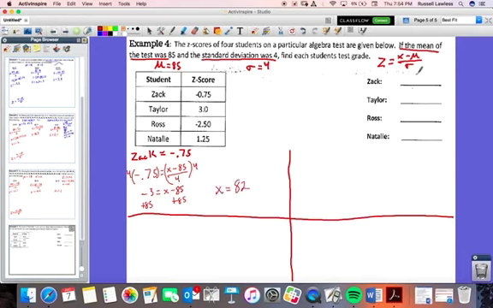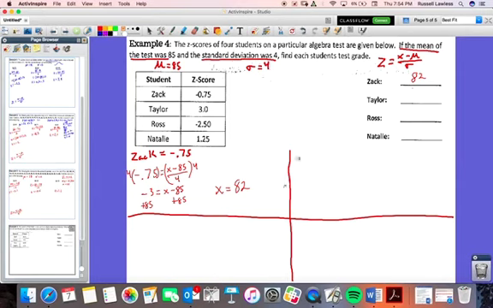Again, just a reminder of what this x is equal to: 82 is representative of Zach's test. So Zach got an 82. Because the z-score is negative, it means that he was below the mean. If it's positive, more than likely that's going to mean he's above the mean.